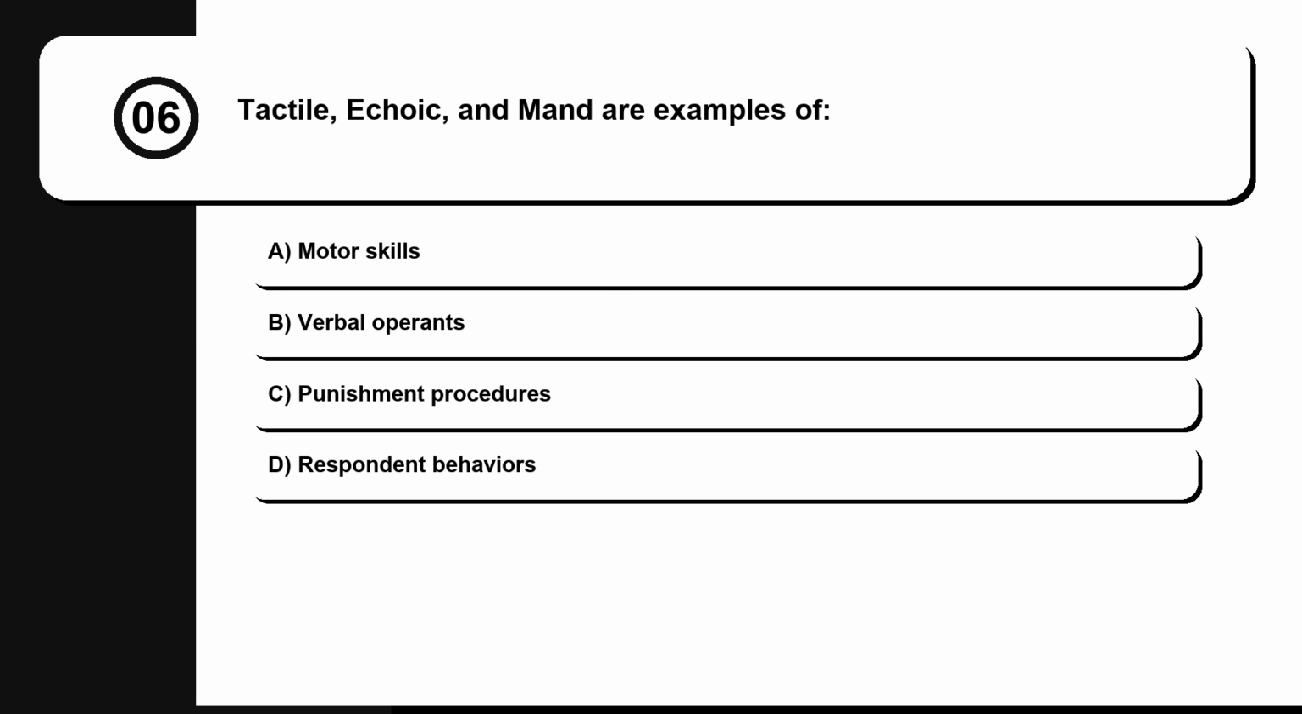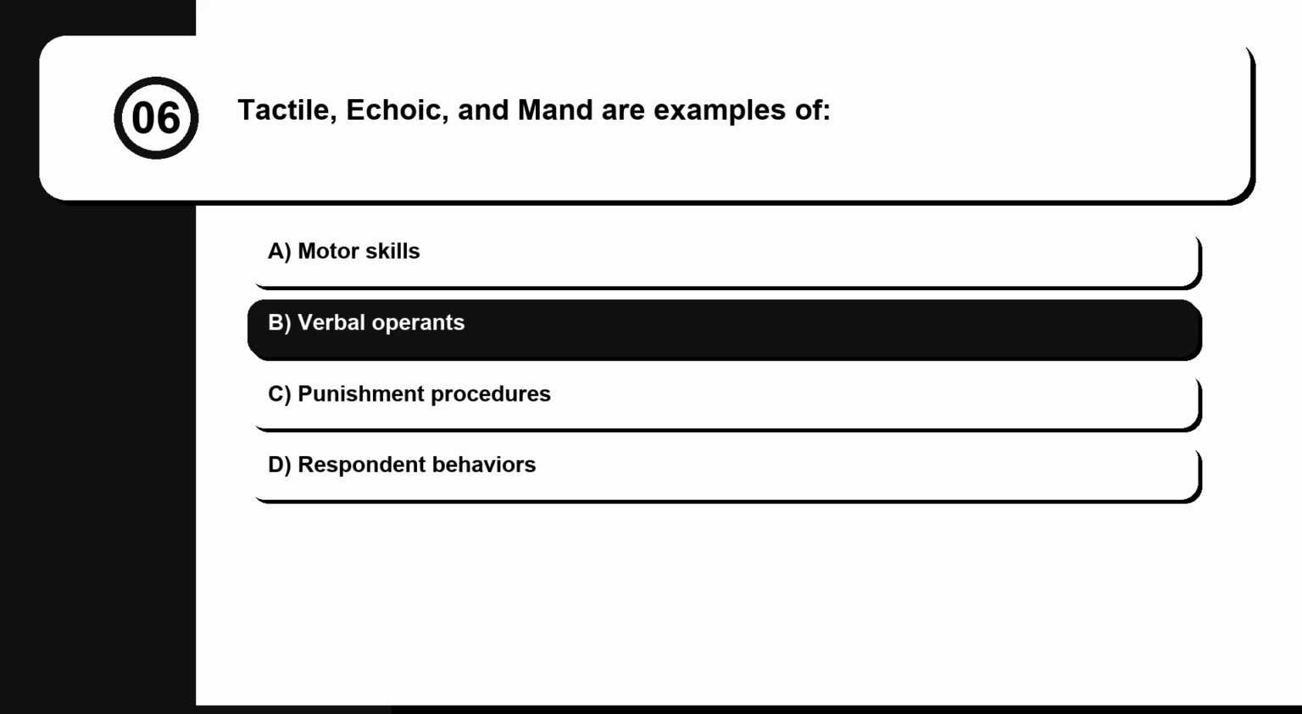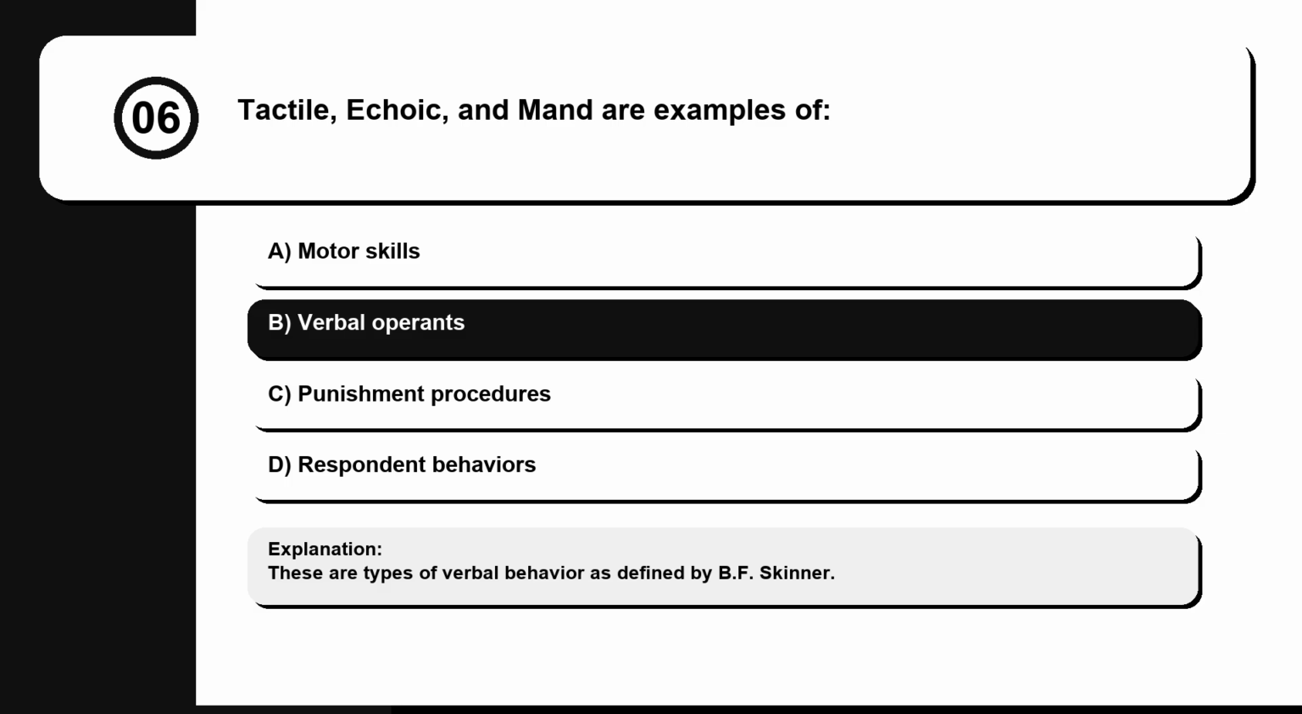Question 6. Tact, echoic, and mand are examples of A. Motor skills, B. Verbal operants, C. Punishment procedures, or D. Respondent behaviors. The correct answer is B. Verbal operants. These are types of verbal behavior as defined by B.F. Skinner.